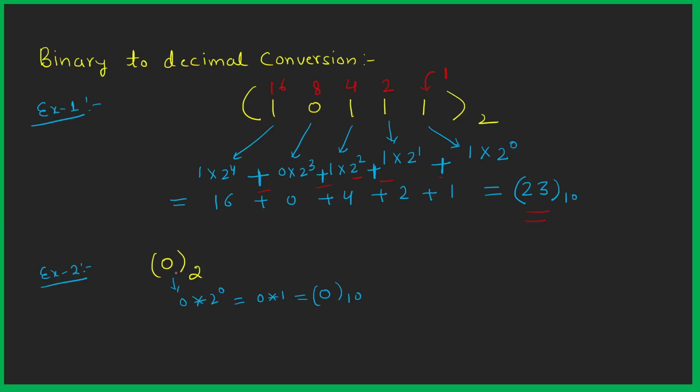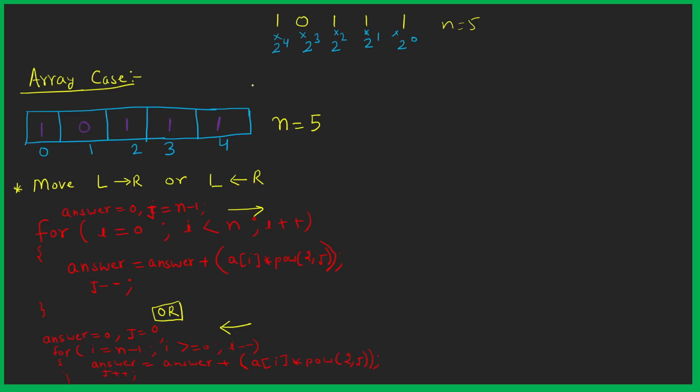For example, if we have only 0, we multiply this with its weight. So 0 into 2 to the power 0, that is 0 into 1, which is 0. So in our question, if this number is given, we should return 23 as the result. Before moving to the linked list case, let's see if this number is stored inside an array. Now, how do we convert this binary representation into an integer representation?